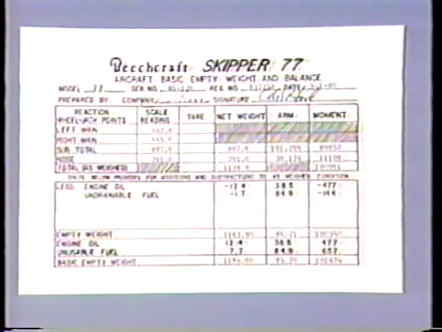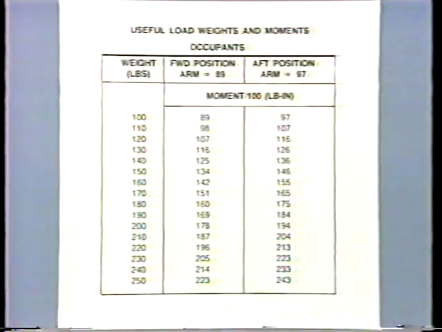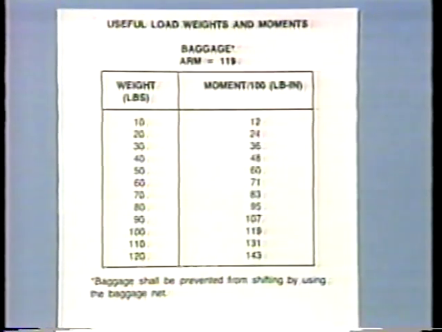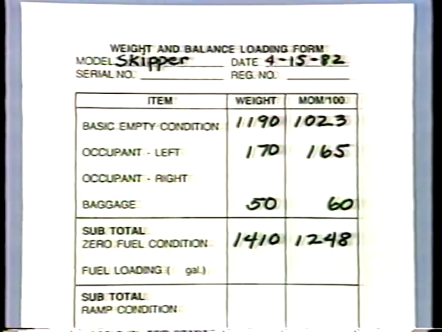Using the pilot's operating handbook, look up the moment index numbers for the different weight items and record them on your worksheet. Remember, with this method, multiplication of weight times arm isn't necessary since moment values are already computed and available in the pilot's operating handbook. Your worksheet should look like this.